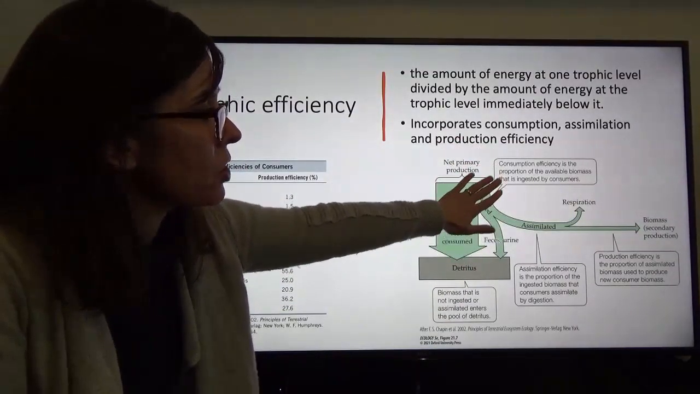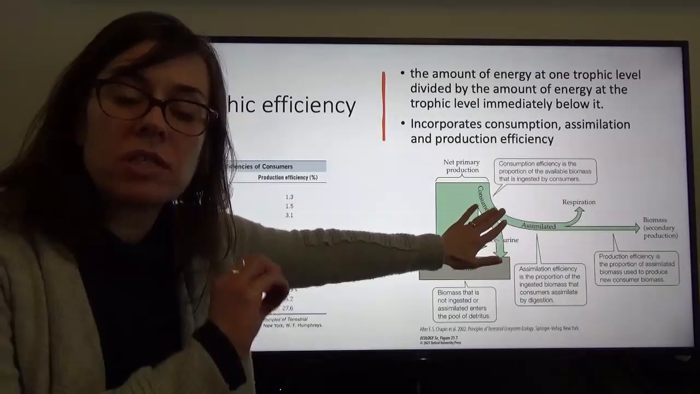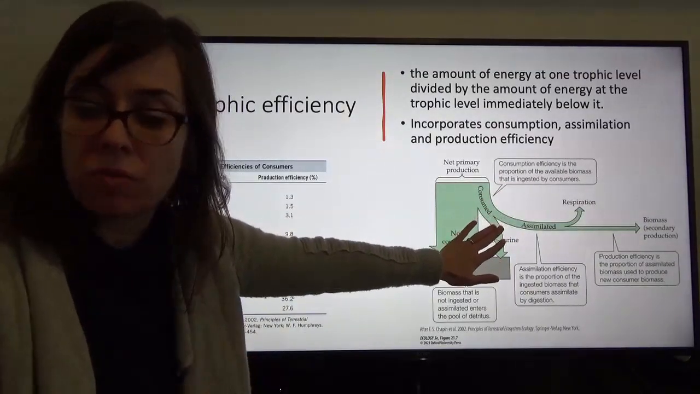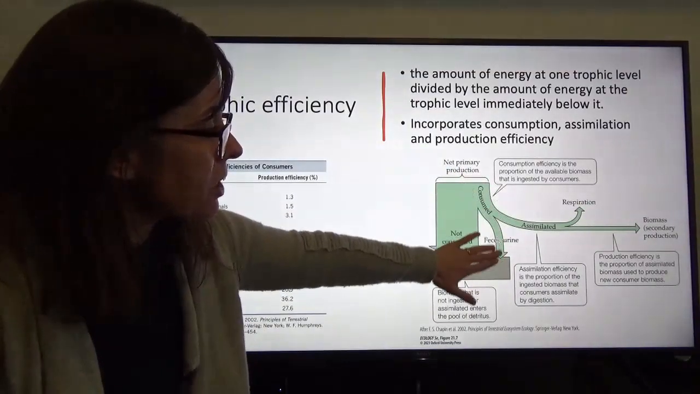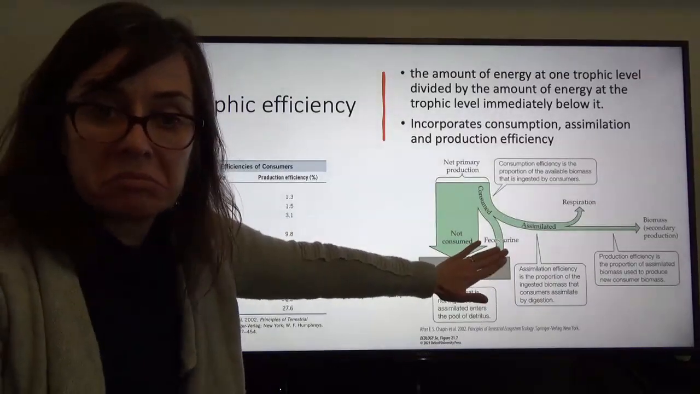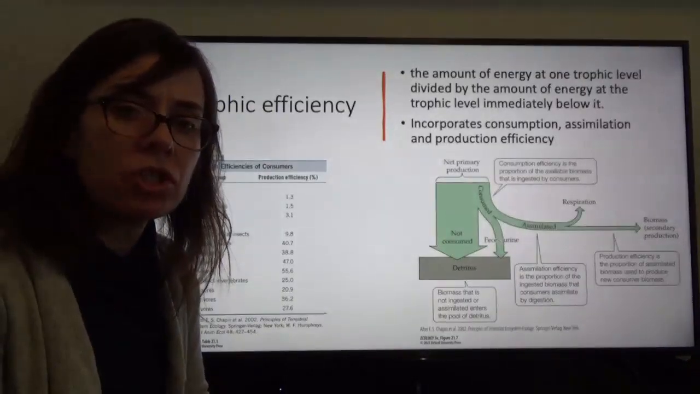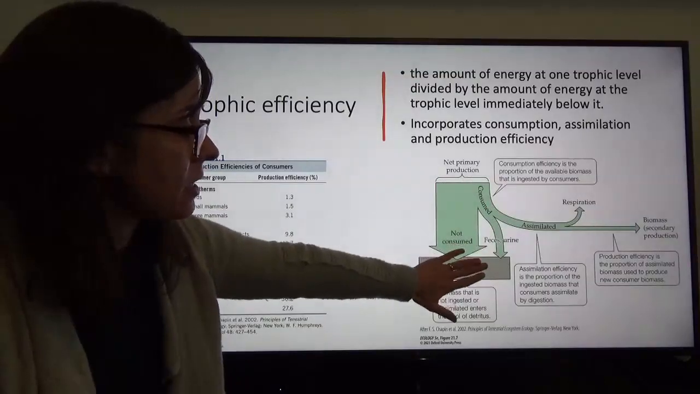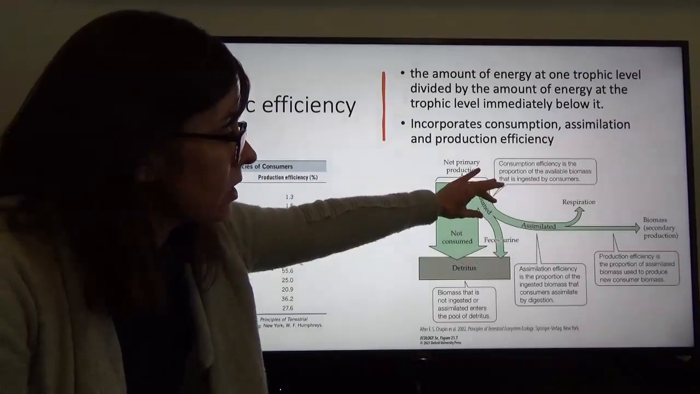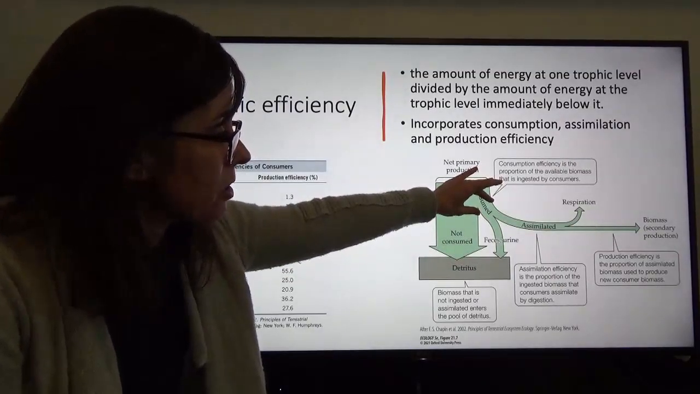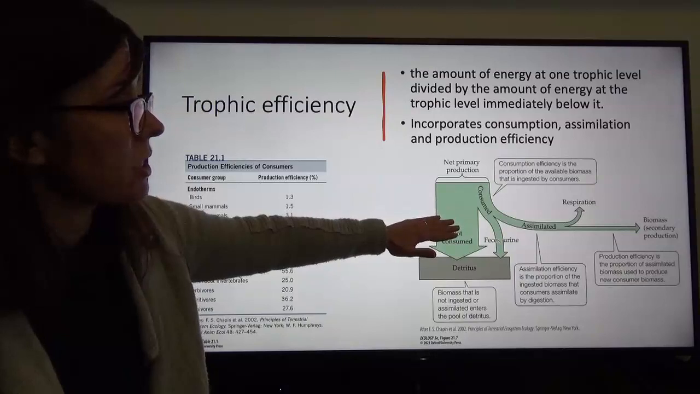So the consumption efficiency is the proportion of available biomass that's ingested by consumers. As we saw on the previous slide, the consumption efficiency in aquatic ecosystems is higher than the consumption efficiency in terrestrial ecosystems. So you have consumption efficiency. Some of that is lost to feces and urine. You know, we excrete various nutrients and energy in our feces and in our urine. And then this is handled by those detritophores, as we already talked about. So the amount of the available energy that's consumed that actually makes it to this assimilation phase is part of that consumption efficiency as well.